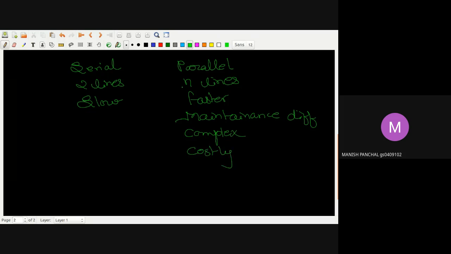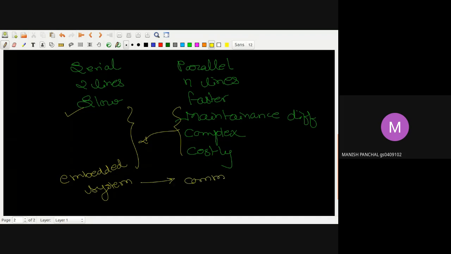So normally, whenever we talk about any type of embedded system design, from the embedded point of view, we normally prefer serial communication. So you can please write down all these things here. Whenever we are designing any type of embedded system, and we are talking about the communication, serial is preferred much more as compared to parallel.